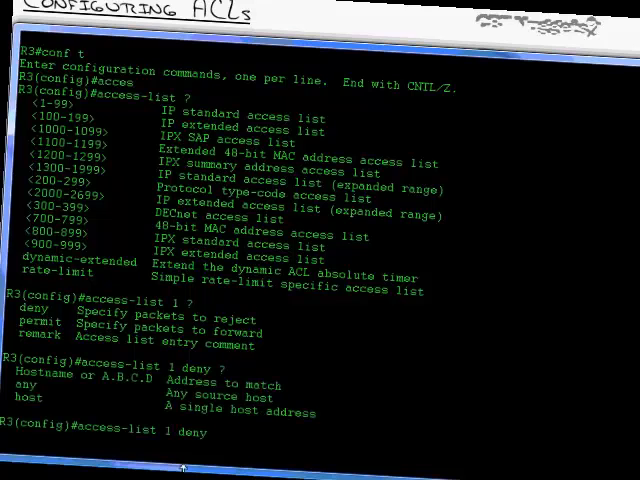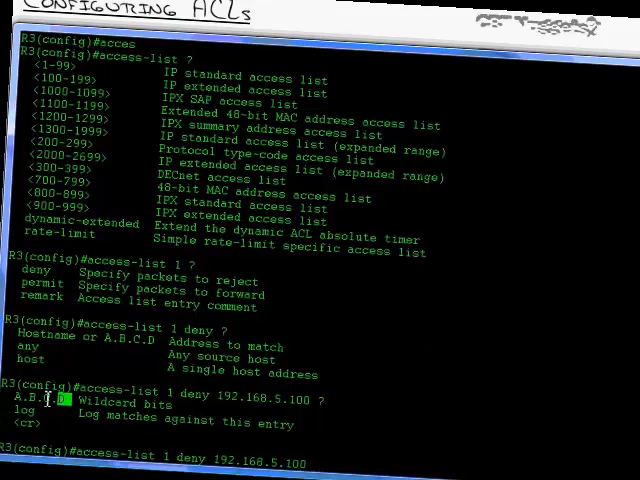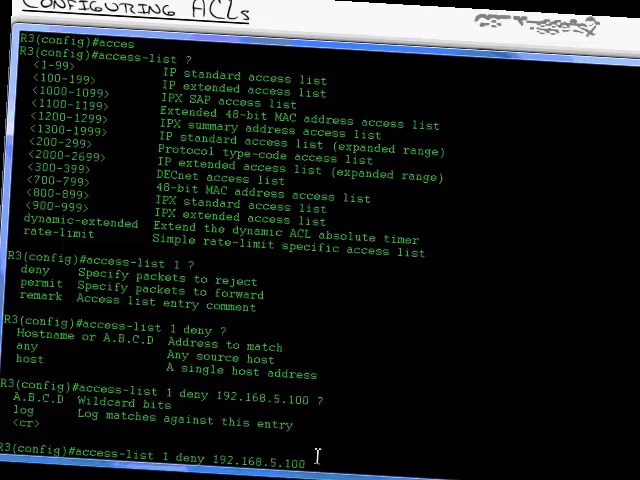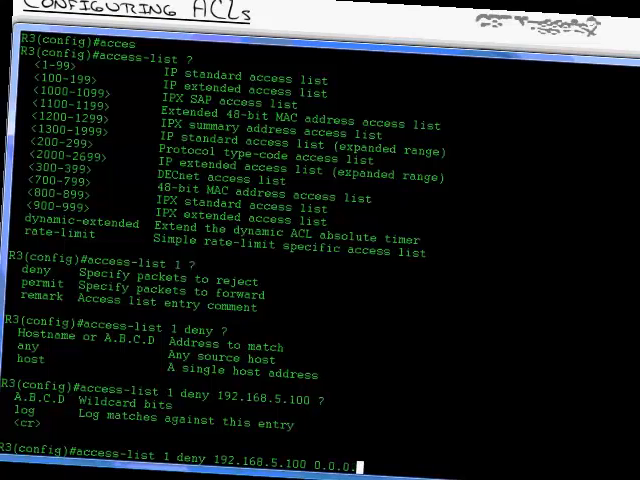After hitting the question mark, you get the question, do you want to deny a host name or an IP address? Host name is rare unless you're using DNS. Your options are deny any or host, a single address. Now what are we going to deny? We're going to deny 192.168.5.100. Now after hitting space question mark, it will ask you, what are your wildcard bits? Wildcard mask means, do you want to match the exact IP address? Now if you do want to match the exact IP address, you will use zeros, 0.0.0.0. This means, look at this, look at this, look at this, look at this. Exact IP address.